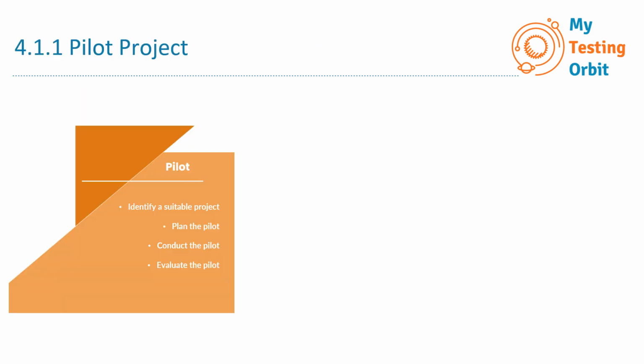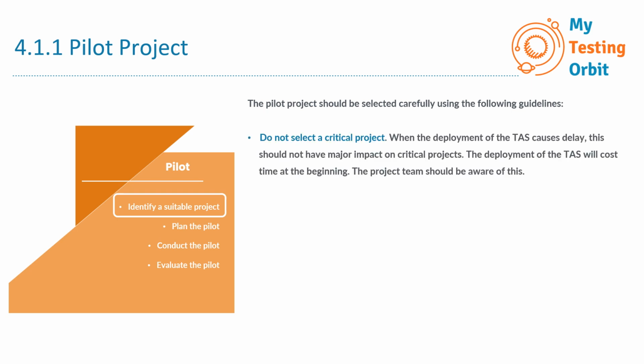So let's start with the steps of the pilot project, and the first step is identify a suitable project. The pilot project should be selected carefully using the following guidelines. First, we have do not select a critical project. When the deployment of the TAS causes delay, this should not have major impact on critical projects. The deployment of the TAS will cost time at the beginning. The project team should be aware of this.